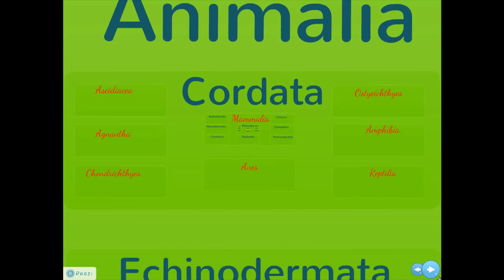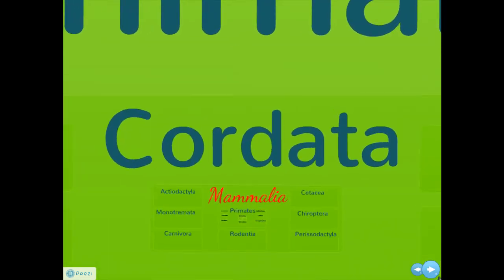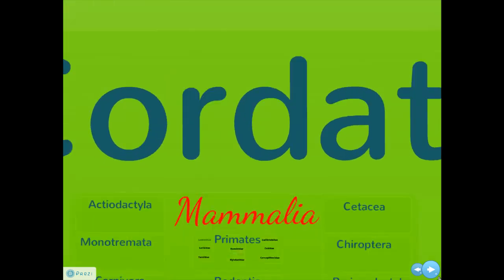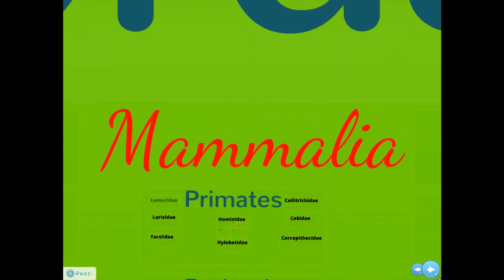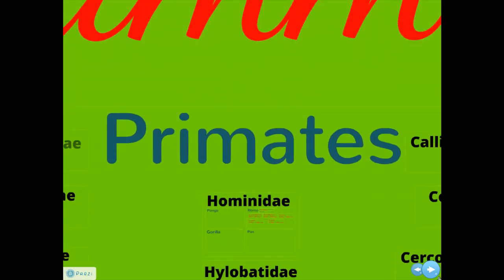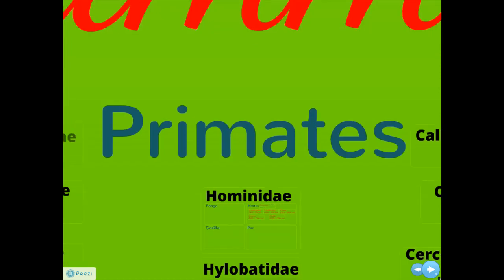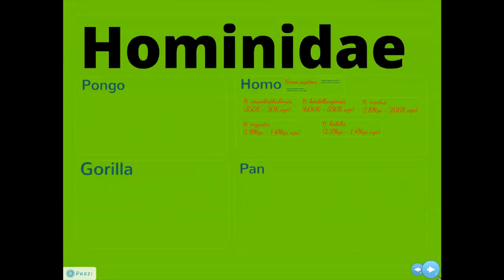We take another step down, and we get into class. There's a whole bunch of different classes of animals, and mammals is one of those classes. Within mammals, there are different orders, and one of those orders is primates. Within the primates, there are a whole bunch of different families, and one of them is Hominidae. The next step down is genus. There are four genera within the family Hominidae.